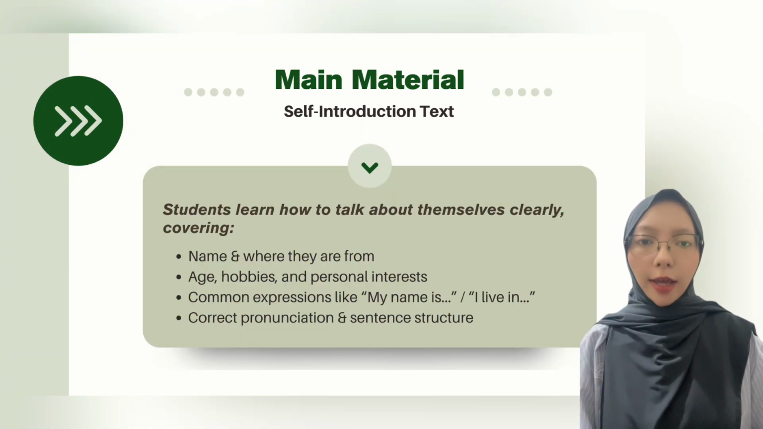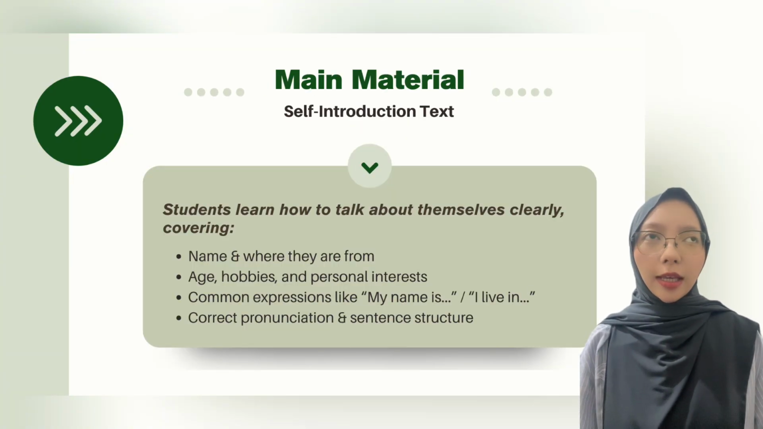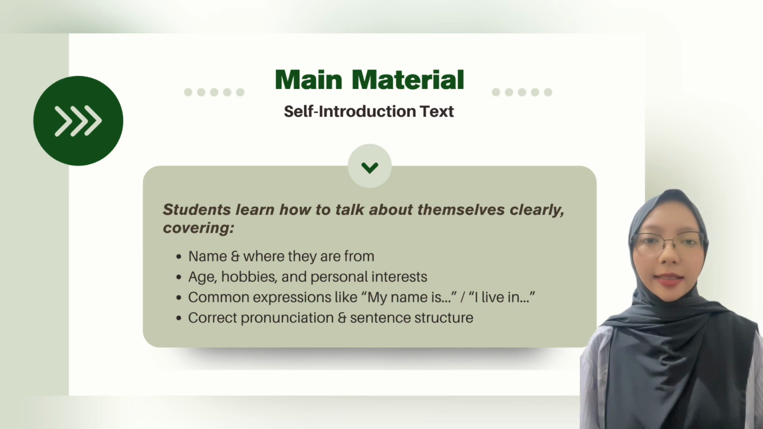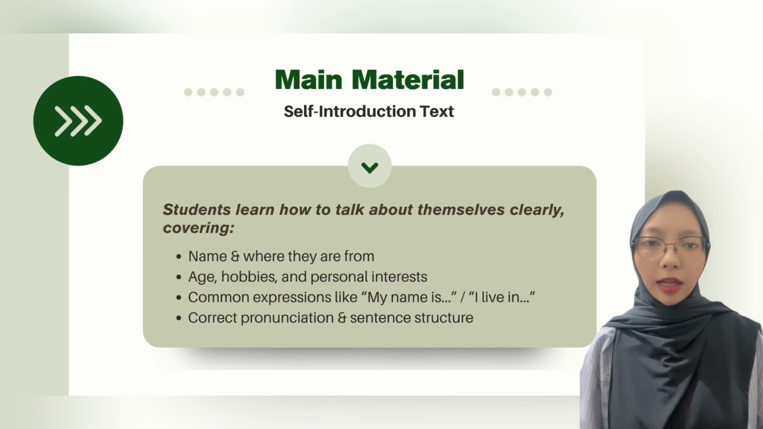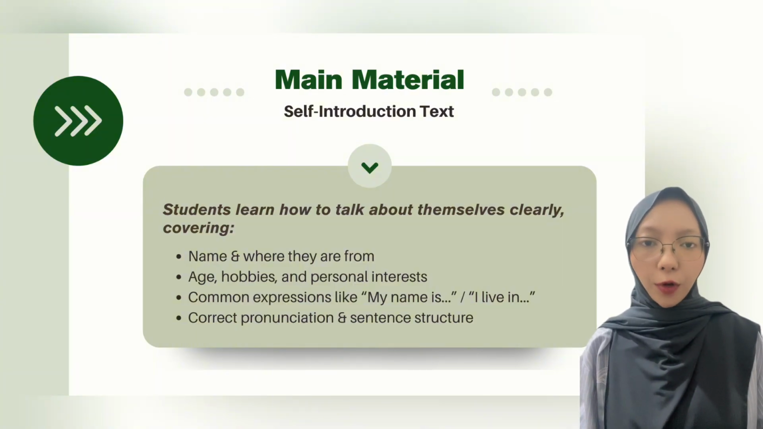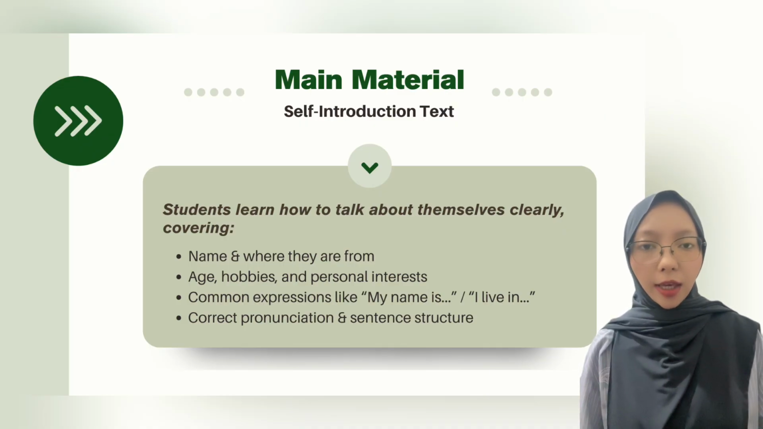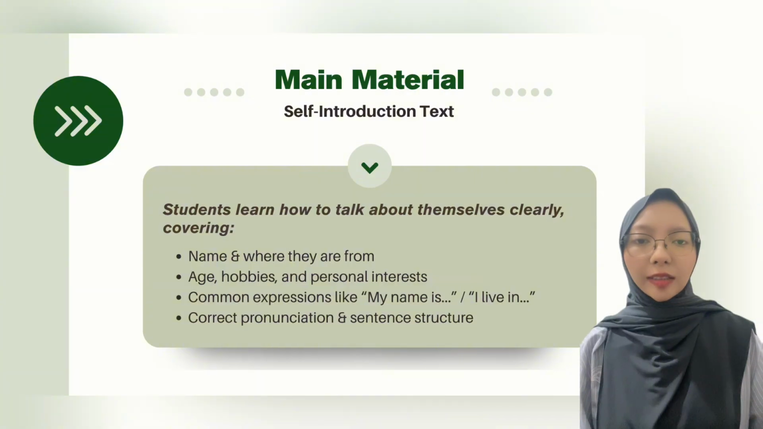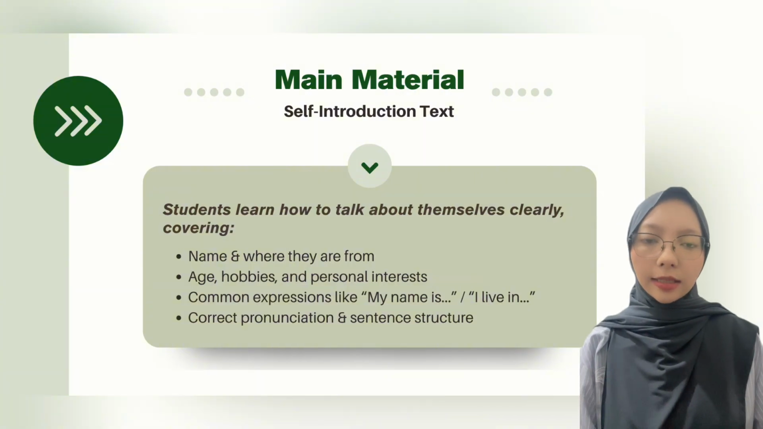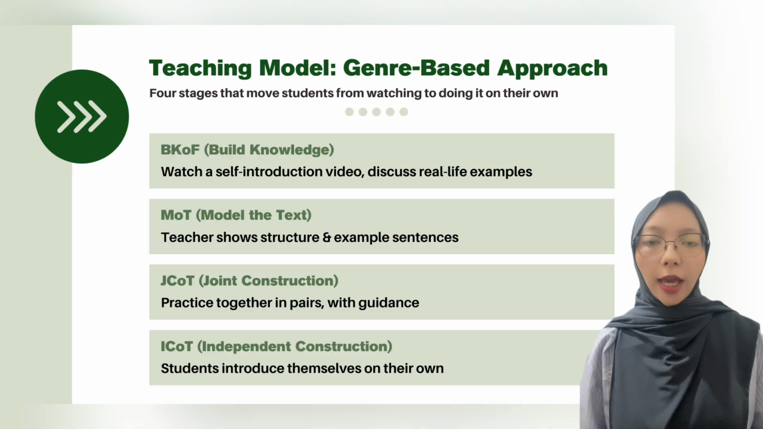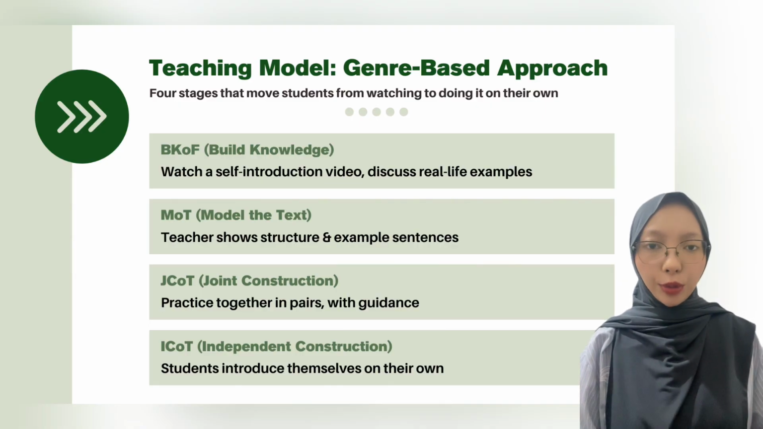So, what are they actually learning? As I said, the main material is the self-introduction text. I want students to talk about themselves clearly, which includes stating their name and where they are from, sharing their age, hobbies, and personal interests, using common expressions like my name is or I live in, and practicing correct pronunciation and sentence structure. And to teach this effectively, I use the genre-based approach.